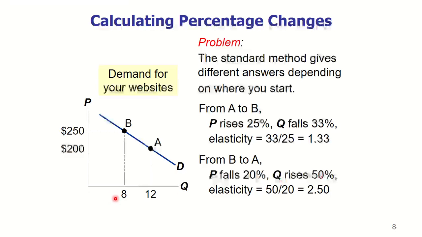That means from quantity demanded 8 to 12 units, you can say that the percentage change in quantity demanded is equal to 50%. Then the elasticity would be 50 divided by 20 is equal to 2.50. This can be confusing if you don't pay attention to where you started and whether you are moving from point A to B or from point B to A.